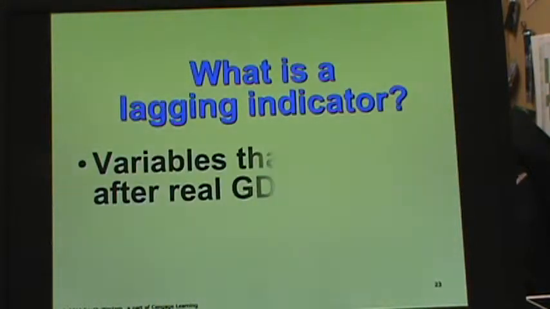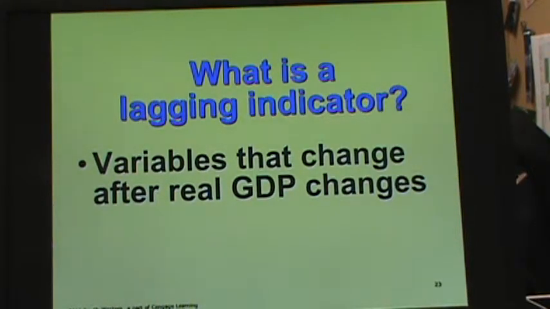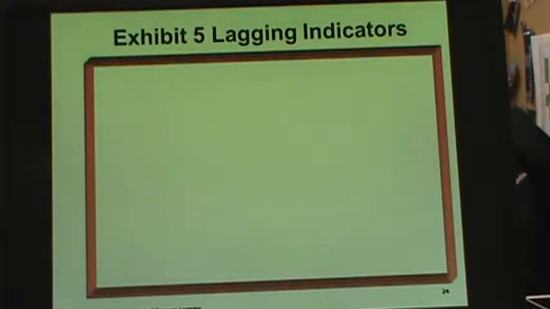A lagging indicator is a variable that changes after GDP changes. So these things are going to change after GDP changes. It's like a cause and effect. You have your leading indicators, then you have your change in GDP, and then you have your lagging indicators that are going to say, oh yeah, GDP changed because such and such happened. And here are the such and suches. They're the lagging indicators.